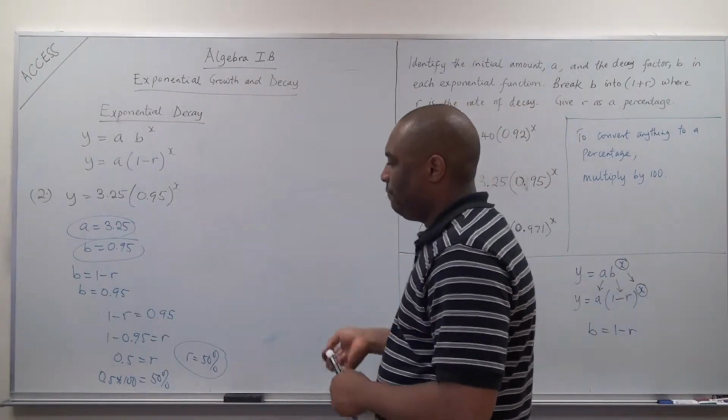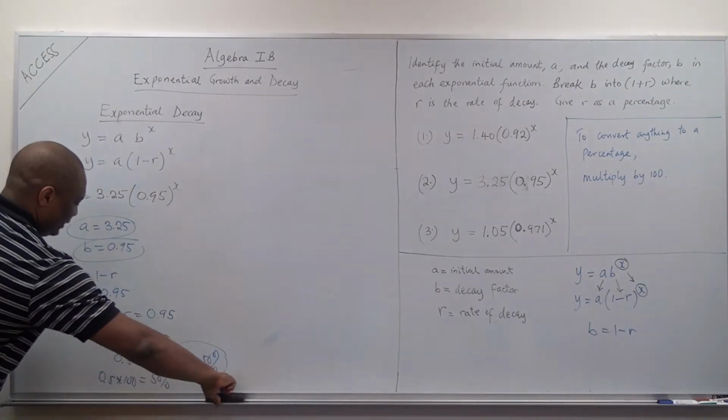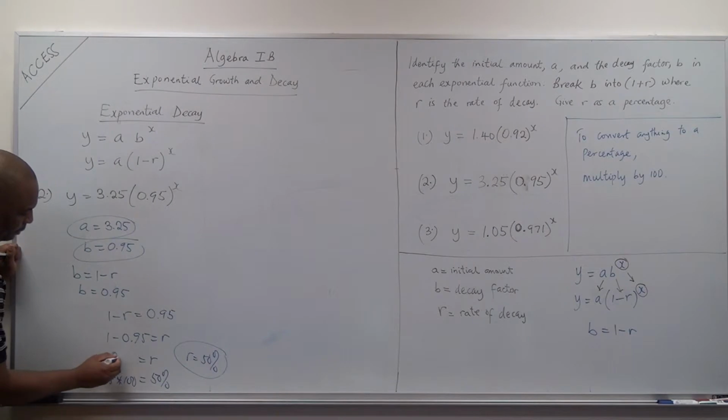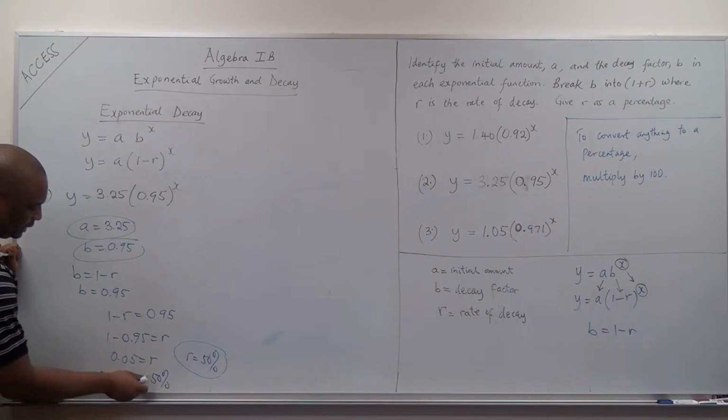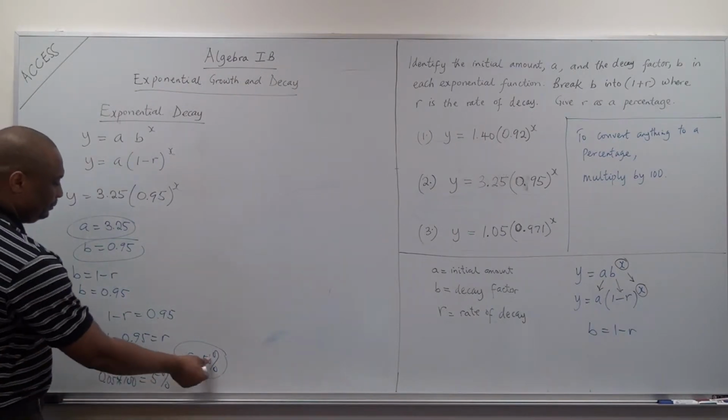I'm sorry, this is 5%, not 50%. 1 minus 0.95 is 0.05. Sorry about that. So 0.05, which is 5%.